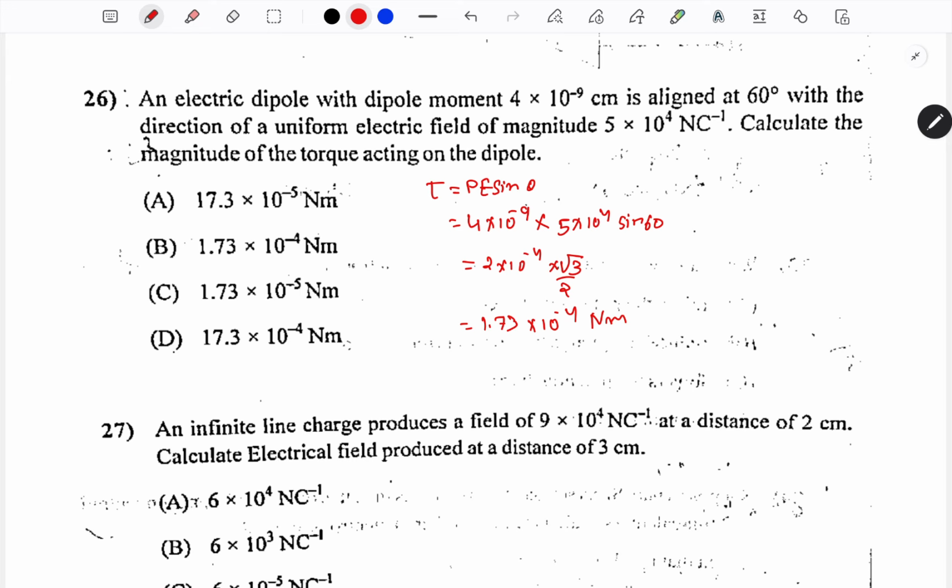Here I think two answers will be there, A and B, because 17.3 into 10 to the power minus 5 Newton meter is also there, so A and B both are true.